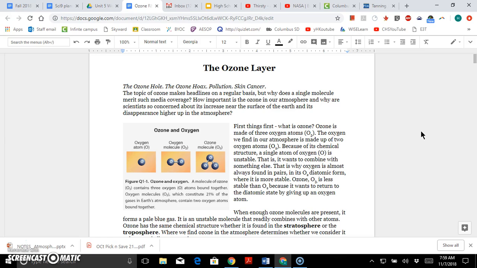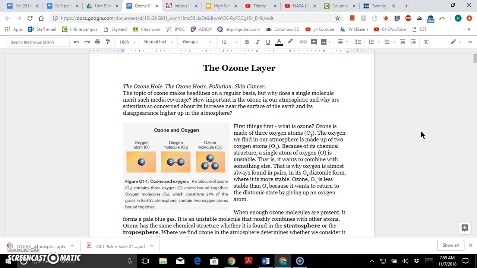First things first, what is ozone? Ozone is made of 3 oxygen atoms, O3. The oxygen we find in our atmosphere is made up of 2 oxygen atoms, O2. Because of its chemical structure, a single atom of oxygen is unstable. That is, it wants to combine with something else. That is why oxygen is almost always found in pairs, in its O2 diatomic form, where it is more stable.